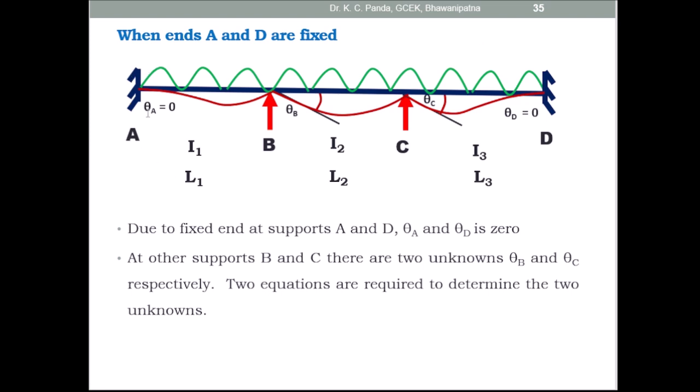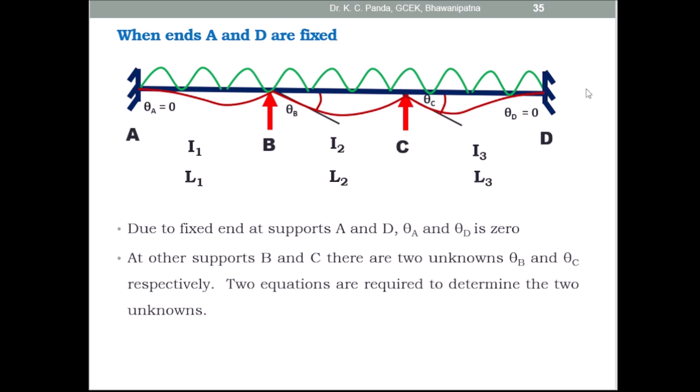Look at this figure. Here the supports A and D are both fixed, and B and C are the intermediate supports. At A, due to the fixed end, the slope or the rotational displacement, that is theta A, is equal to 0. Similarly at support D, due to the fixed end, the rotational displacement theta D is equal to 0. And here you get the rotational displacements at B and C, theta B and theta C.